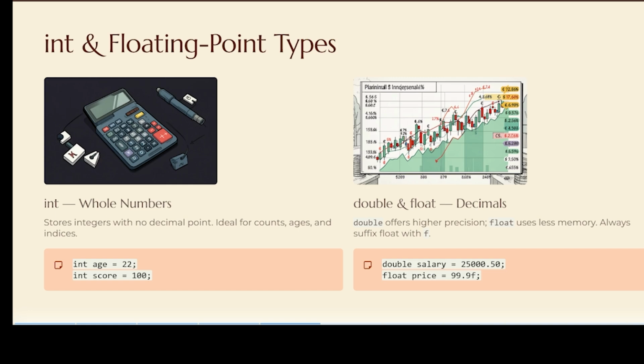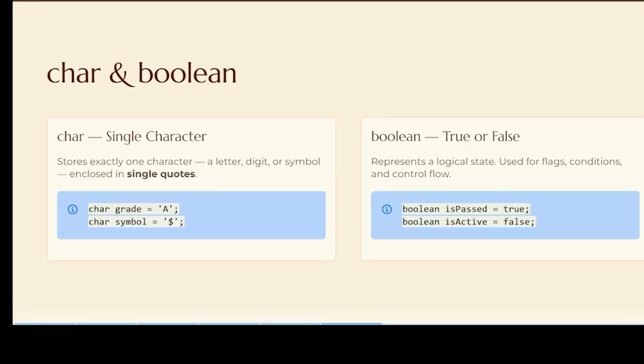Always suffix float with f. Always use f with the float. And then you are seeing character and boolean. A character is a single character, stored in single quotes. Boolean is true or false. I already said that it is pass or fail, active, inactive, true or false. So in the logical state you are using a boolean value, right?